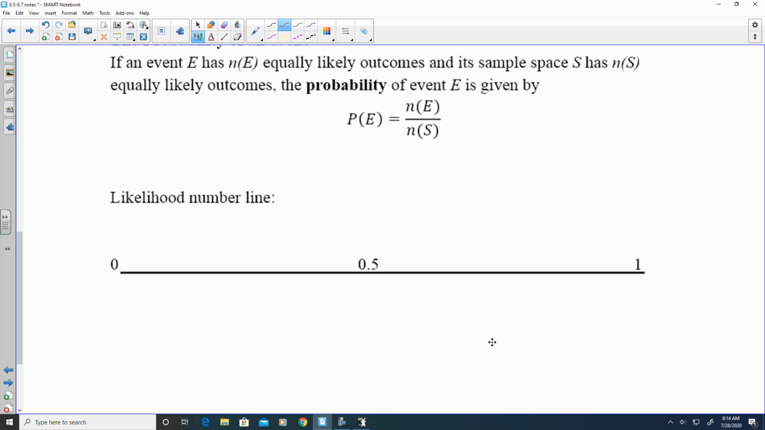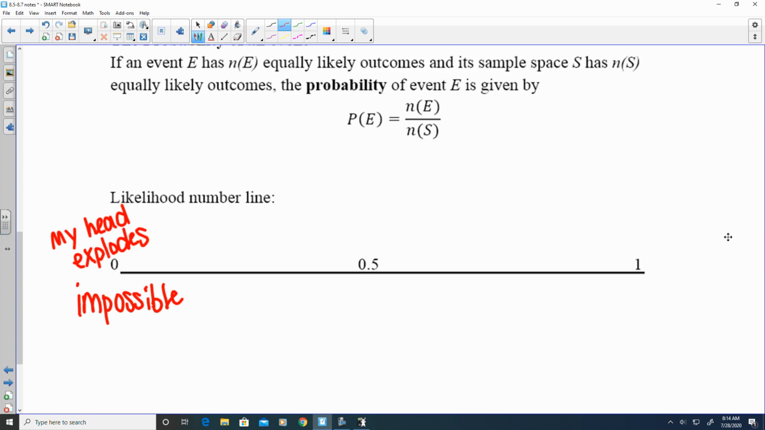So probability is always a number between 0 and 1. And we have to think about what those numbers mean as far as likelihood. So a 0 event would be something that is impossible. It's not going to happen. So something like my head explodes. It's not going to happen.